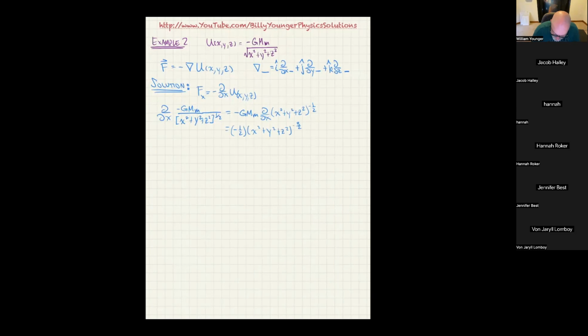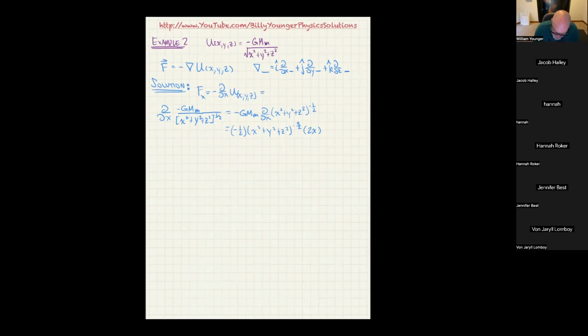And of course, the derivative of what's inside the parentheses is the derivative of x squared plus y squared plus z squared. But remember, we're taking the derivative with respect to x. So it's really x squared plus 4 squared plus 7 squared. Therefore, we only get 2x for that derivative. Okay. So now what you can see is I get a -1/2 times 2x. That's just going to be a negative x over the 3/2 power of x squared plus y squared plus z squared. So I can plug this back in above.